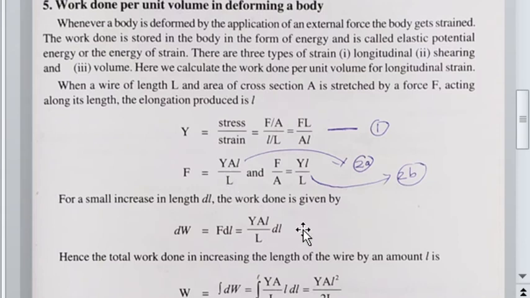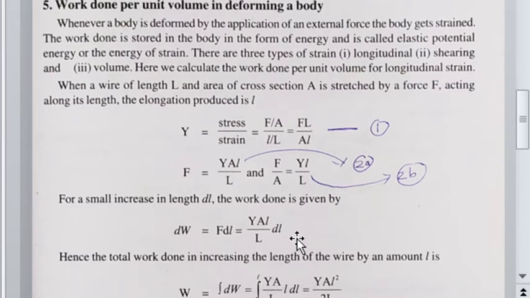Okay, we know that work done can easily be calculated by knowing the force and displacement. Work done is the product of force and displacement. Here, a small amount of work is done. That's why we are denoting work done as dW, which is equal to force into that small displacement dl. So I am substituting the value of F in this equation. We have F equal to YAl divided by L, so YAl divided by L into dl gives a small amount of work done.